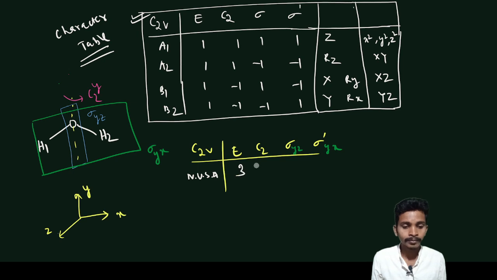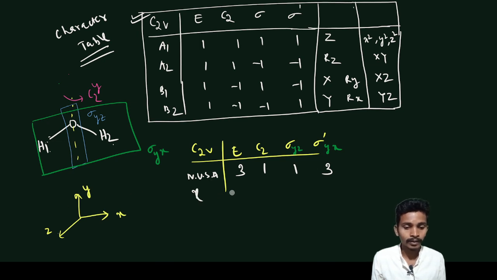So 3. And for C2, whenever I apply C2, the oxygen will not change, it is the only atom not shifted, so 1. For sigma yz, if I apply this plane, only oxygen will not shift, the others will shift, so the number of unshifted atoms is 1. Whenever I apply sigma yx, cutting through all the atoms, all three atoms will not shift. So the number of unshifted atoms is 3.